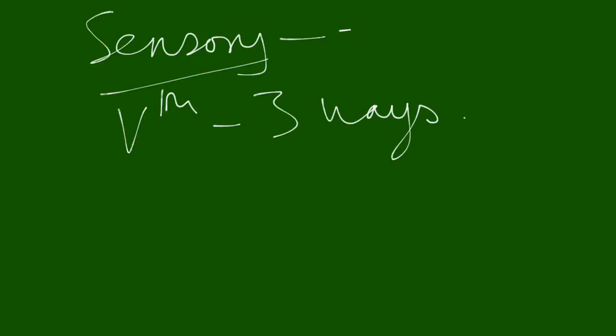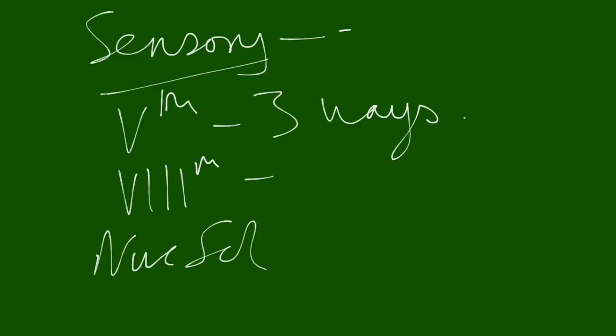So, we now come to the brainstem nuclei. Now, the sensory nuclei of the brainstem are quite straightforward. You've got fifth, which is divided 3 ways. Mesencephalic, chief, principal or pontine as it's called, and the spinal. You've got the 8th, which is purely sensory, and then you've got the nucleus solitarius, right?